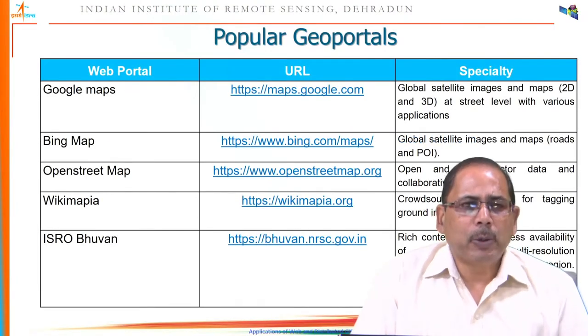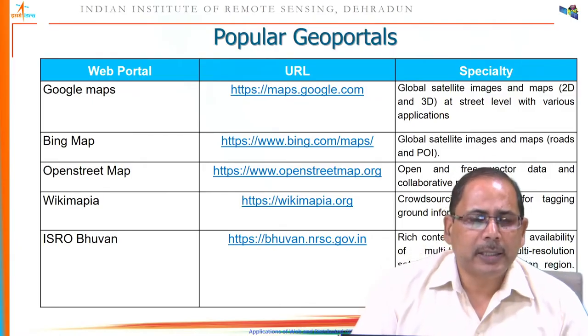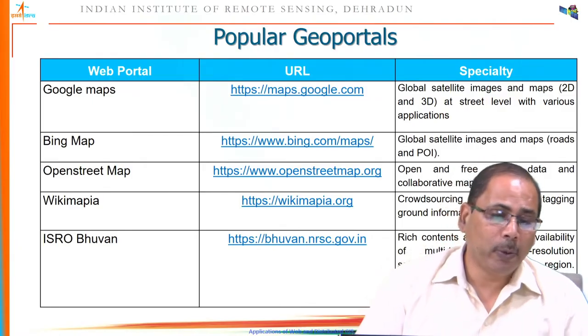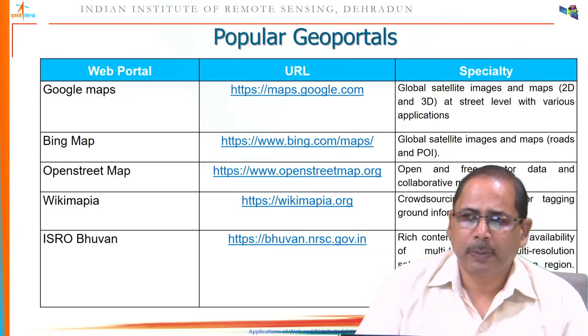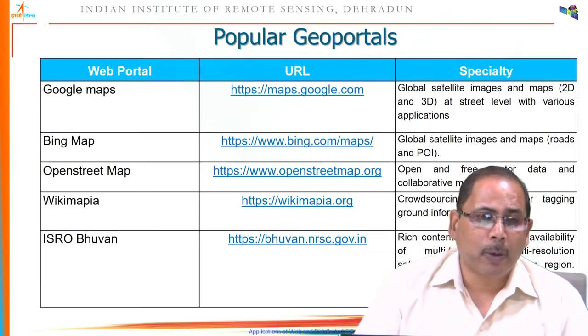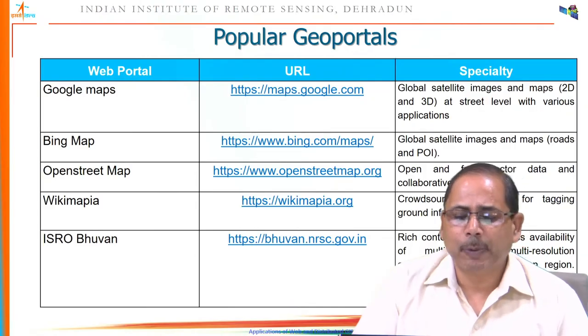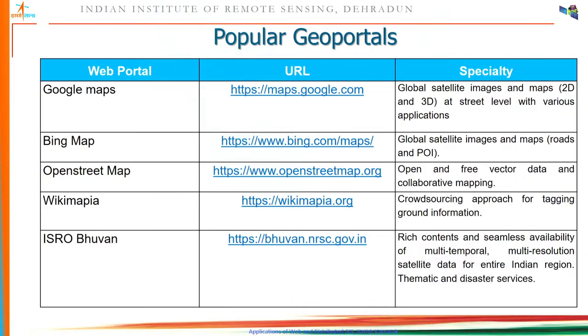Let us learn about the popular geoportals. These are a few websites which you may know about, like Google Maps, one of the most popular mapping applications, and they provide global satellite images and maps in 2D and 3D format. During this module, we have also explained the 2D and 3D data. When I say 3D, we are basically including the digital elevation model, or sometimes we call it DEM. So DEM will provide you the 3D view of a terrain.